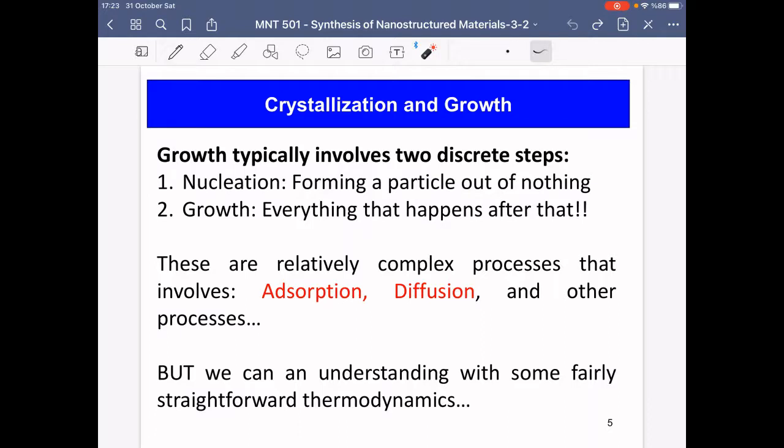some information on what we mean by crystal growth. Crystal growth typically involves two discrete steps. The first one is nucleation, which is forming a particle out of nothing.